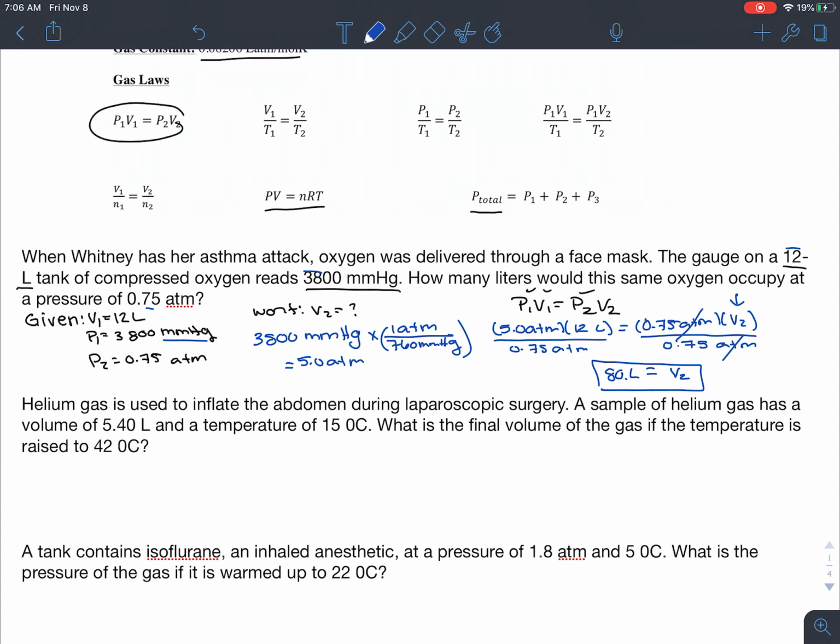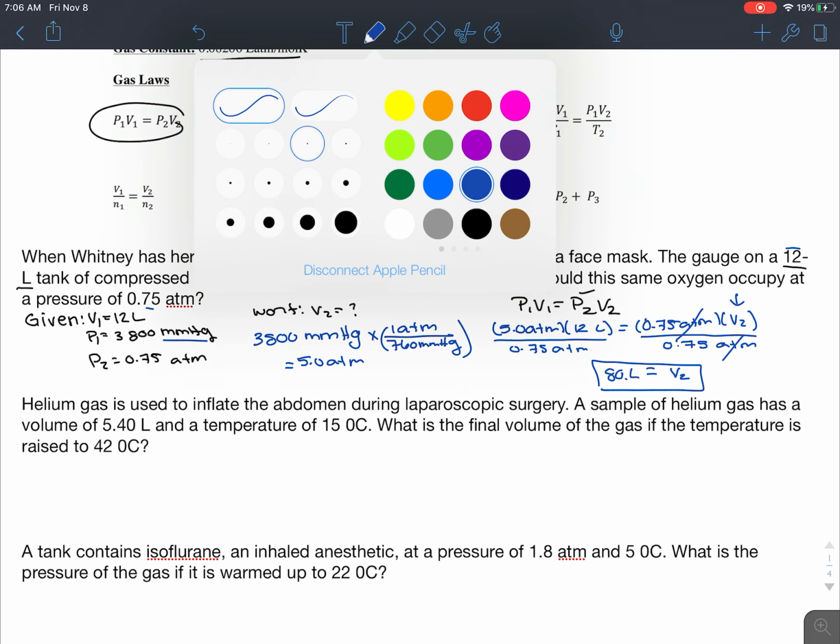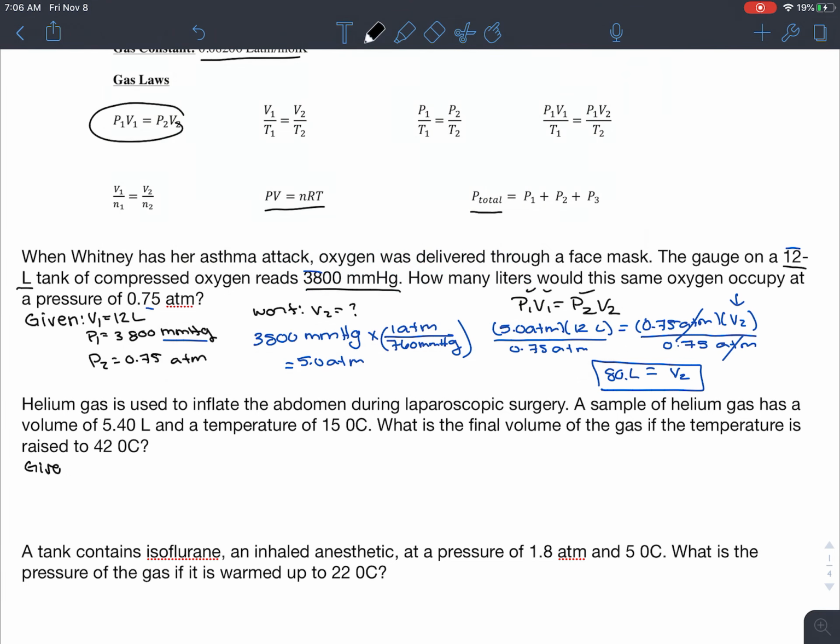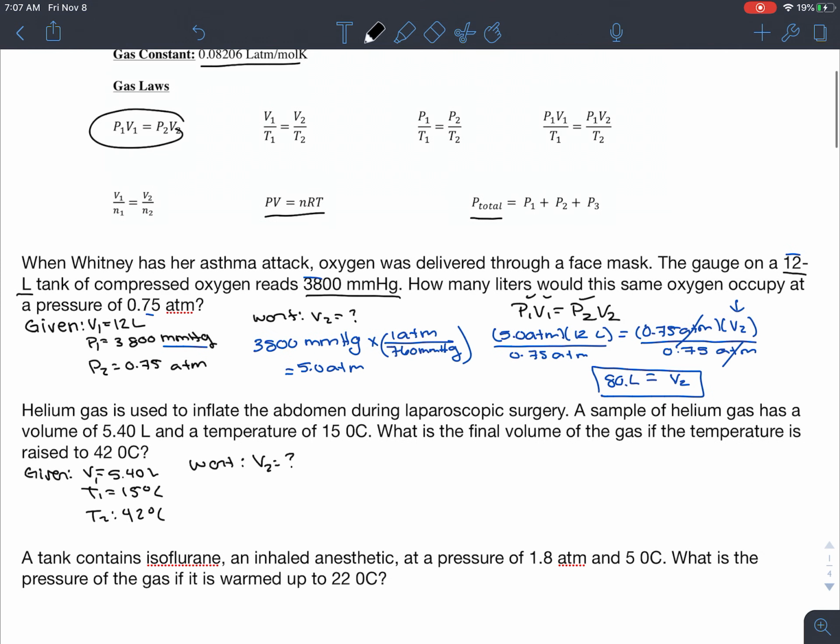Let's keep going. A helium gas is used to inflate the abdomen during laparoscopic surgery. A sample of helium gas has a volume, there we go, first information given: volume, 5.4 liters, and a temperature of 15 degrees Celsius. What is the final volume? V final, V2 to be consistent, if the gas temperature is raised to 42 degrees Celsius. So here I'm given volume, temperature, and I want another temperature.